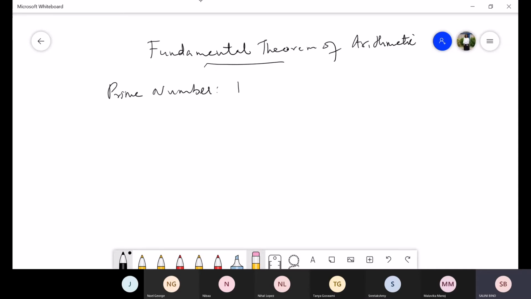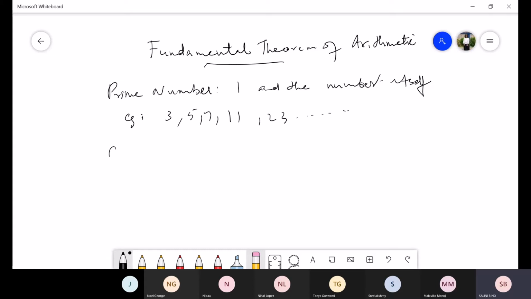So 1 will be the factor and the number itself. So such numbers are called prime numbers. Example, can you give me a few examples of prime numbers? 2, 3, 5, 7, 11, 23, etc. 2 is also there. 2 is also a prime number because it has only 1 and the number as factors.